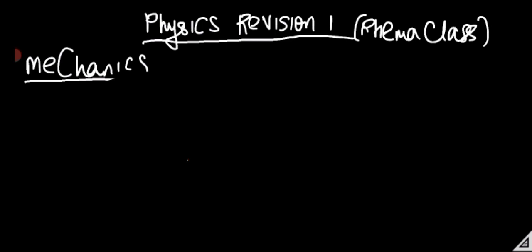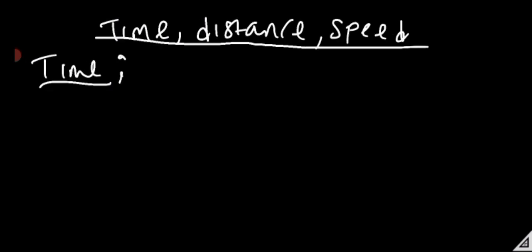Types of motion. So the next part we'll talk about in this physics revision class, still on mechanics, is time, distance, and speed. So the first one we'll talk about is time.